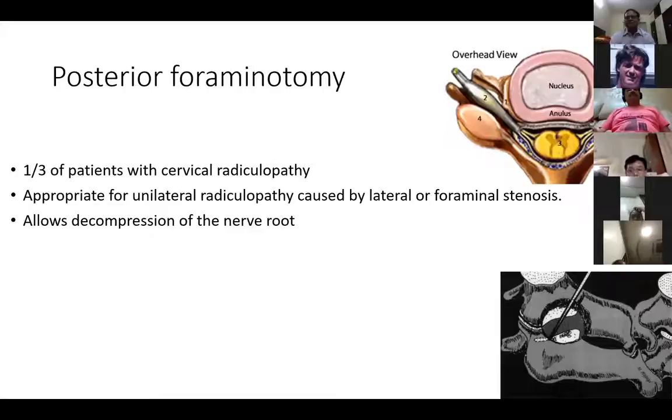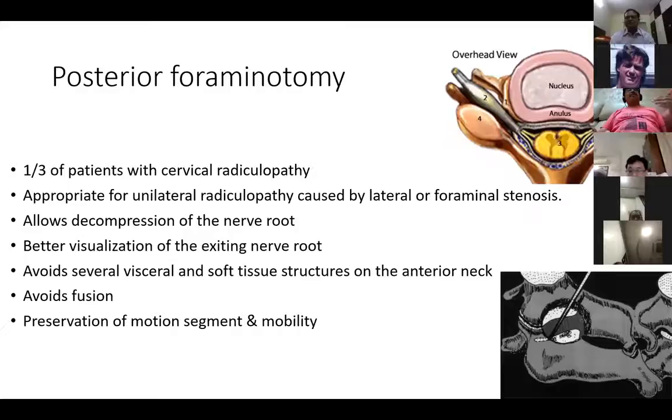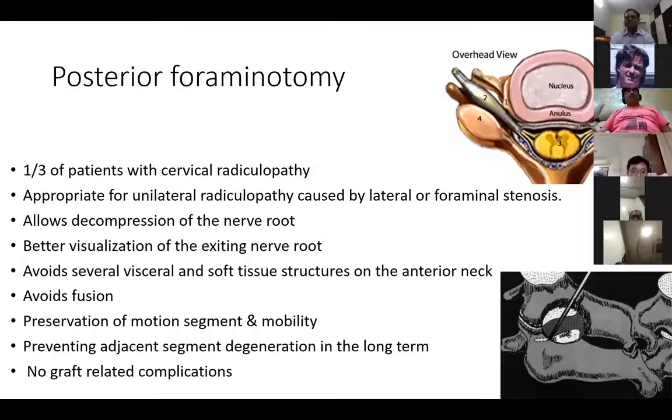There is no retraction, and there are no structures to be protected when you come from posterior, compared to coming from anterior, where you have so many neurovascular bundles, whereas nothing is there in the posterior. Most neurosurgeons are also familiar with the posterior approach for exposing the cervical spine. The major advantage is that you need not fuse in posterior foraminotomy because you're not going to disturb the normal disc. You avoid adjacent segment degeneration. That is one of the main proponents for posterior foraminotomy. Of course, when you avoid a fusion, there are no graft-related complications.